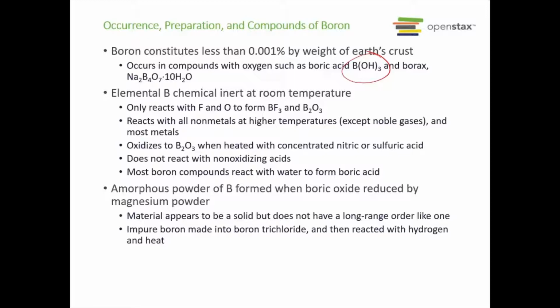If you reduce boric acid with magnesium powder, you end up forming this amorphous powder of boron. An amorphous solid means it looks to be a solid, but there's no long-range order of the atoms in it. And then you can also take impure boron, make it into boron trichloride, and then react it with hydrogen and heat.